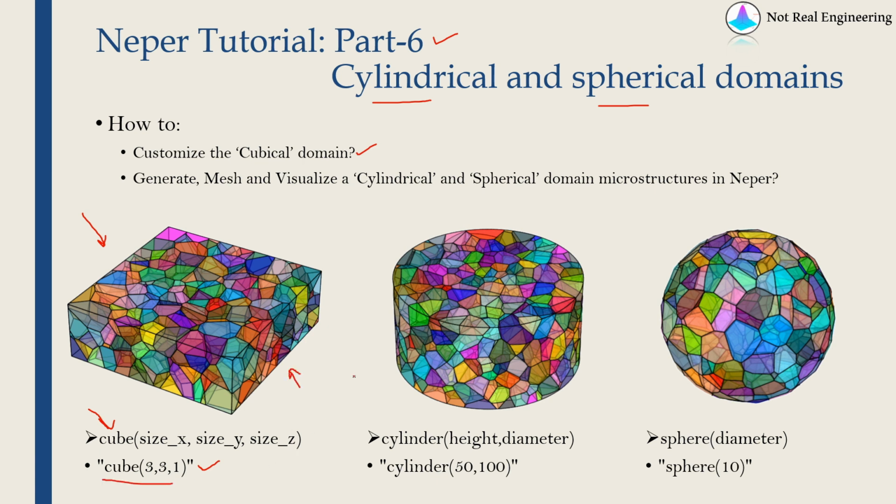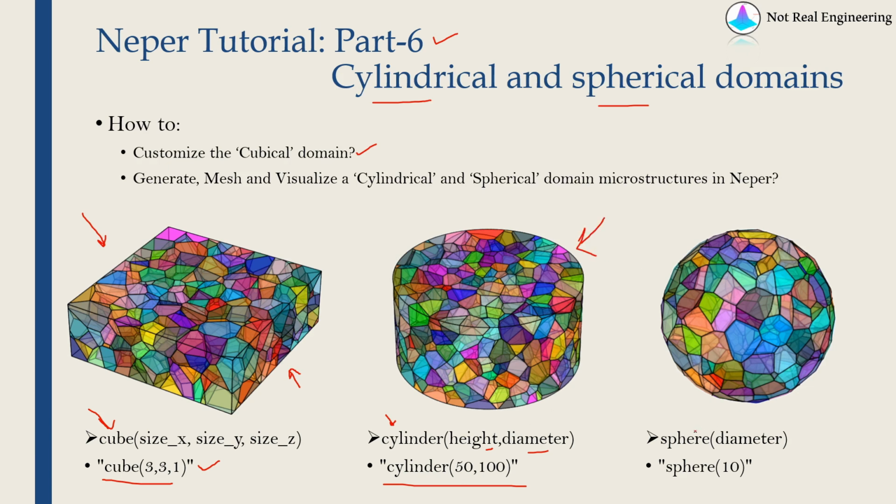Then secondly, cylindrical domain. For that, you can use this word cylinder, and then you have to define the height and diameter. Again, this is one example. Height is 50, diameter is 100. And if you use this, you will get this shape over here.